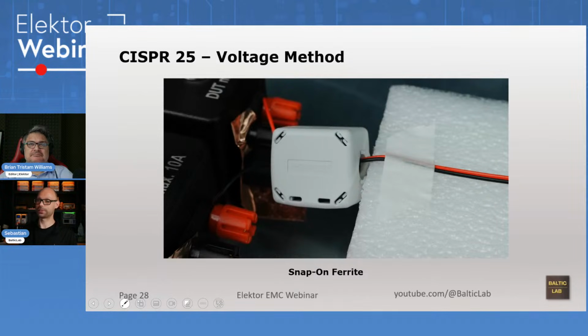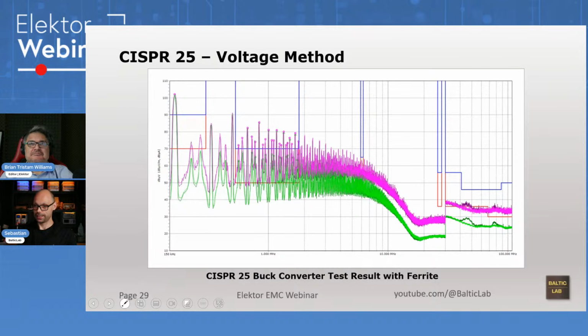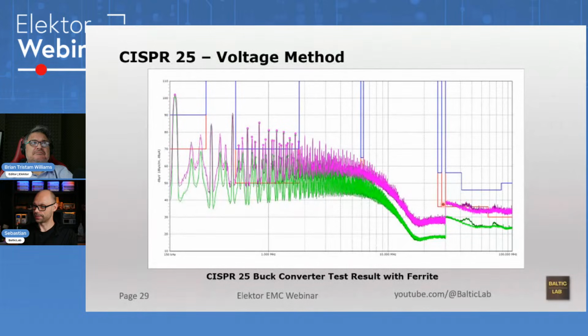But since I knew I'm going to get that comment anyway, try a ferrite, I thought, well, let's try a ferrite. And here's the measurement with the ferrite. You can see that there's now two traces. You see it here where there's actually differences. There's a bright purple, bright green, and a darker purple and a darker green.